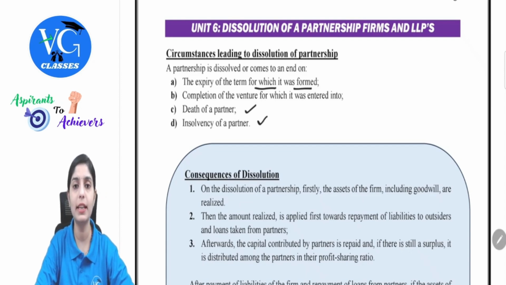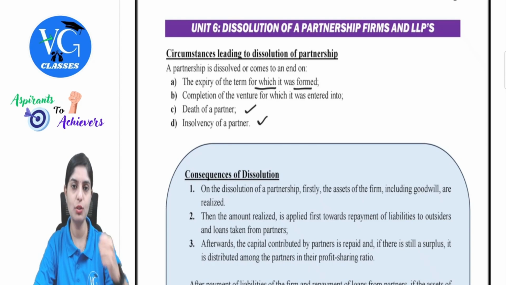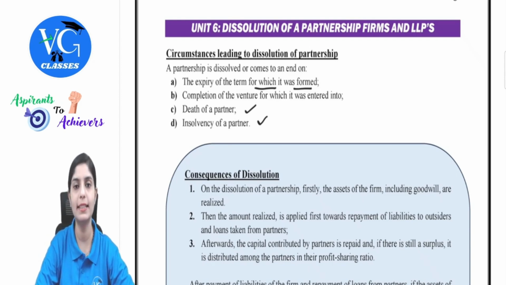These appear in a case where there are just two partners and either one of the partners has expired or one of the partners faces insolvency. A partnership firm cannot be run by only an individual, so at that point of time there could be dissolution.